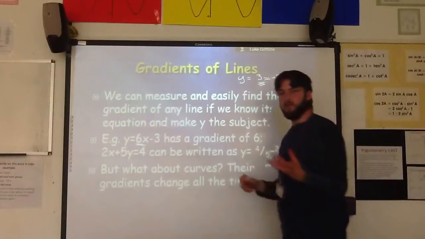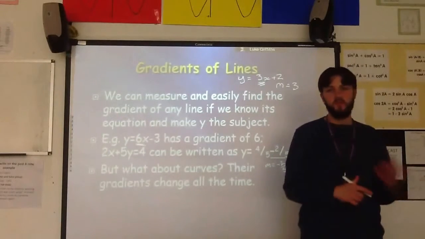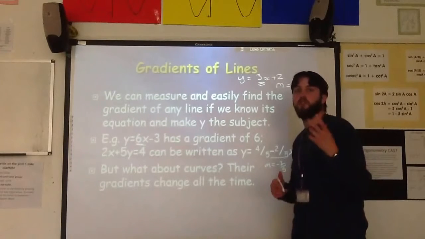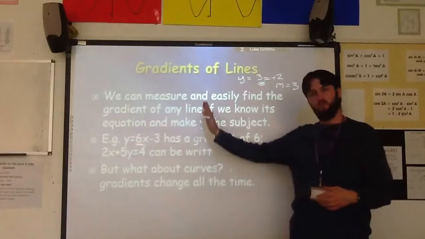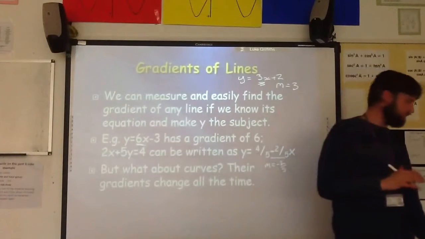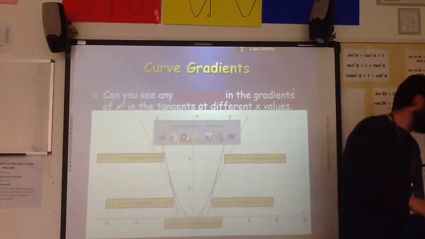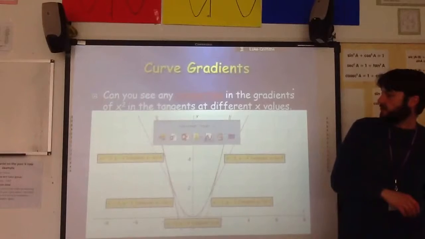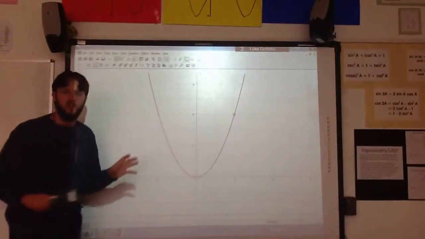But what about curves? Well, curves are a lot more complicated, because the first problem we have with curves is that their gradient is going to change all the time. They don't have a fixed amount of steepness. If you remember, that's what the gradient's all about. It's about how steep something is. So if we think about curves, and here we have a diagram with various nodes on, let's have a little look at an example which is more general and a bit clearer.